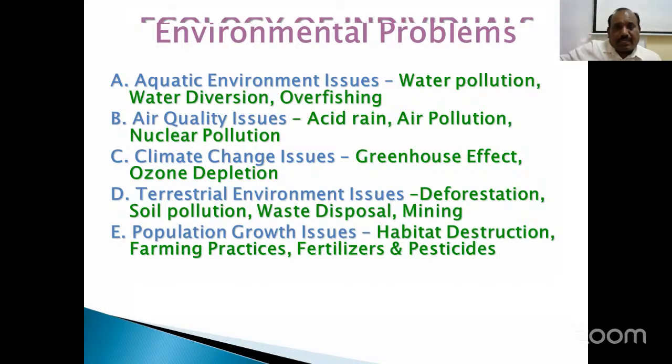And also terrestrial environmental issues: deforestation, soil pollution, waste disposal, waste burning, mining, etc. And population growth issues. Because of this, habitat destruction, farming practices, fertilizer and pesticide dumping. These are all the environmental problems done by human beings, not other than human beings.